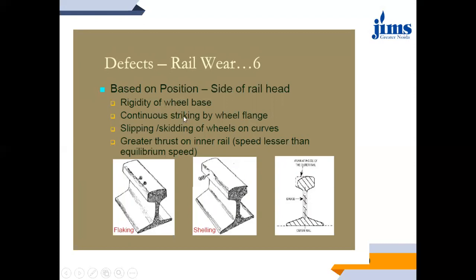Okay, then there are certain other reasons like continuous striking of the rail section by wheel flange, slipping and skidding of wheels on curves again, and greater thrust on the inner rail. Why? Because the speed is lesser than the equilibrium speed. Okay, so this last point always occurs whenever the speed is lesser than the equilibrium speed. That is, a greater thrust will be applicable on the inner side of the rail.